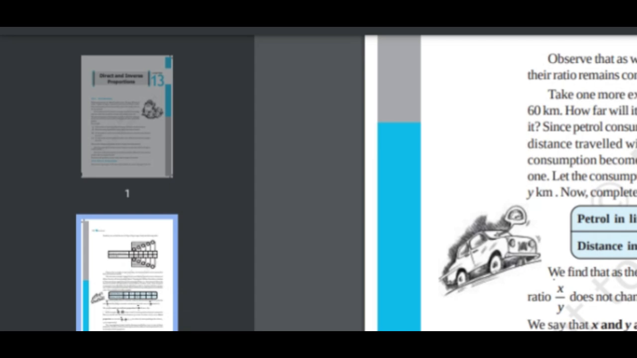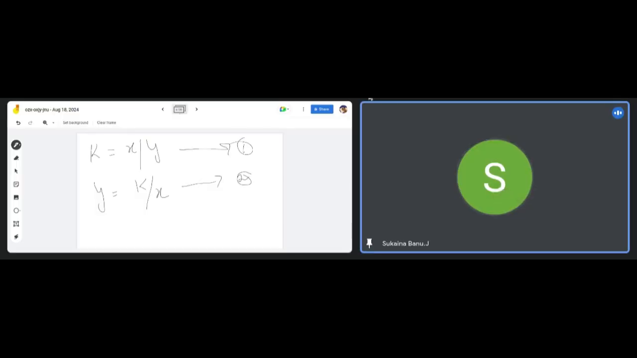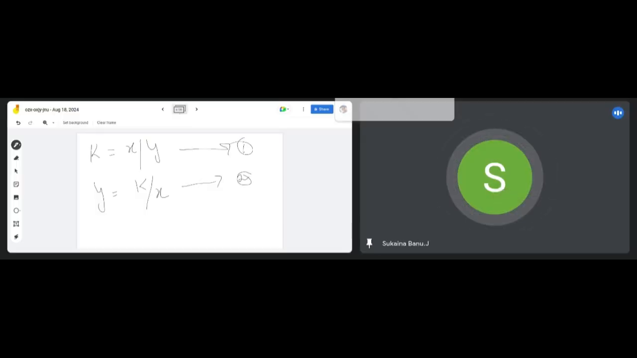So for the petrol in 4 liters, the distance in the kilometer is 60. Because x and y are in direct proportions. So these are the methods if there is a direct proportionality.